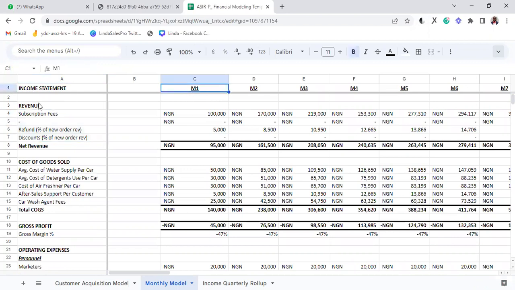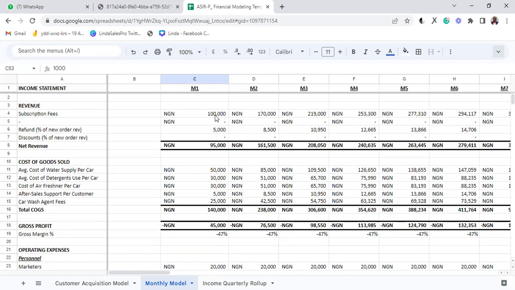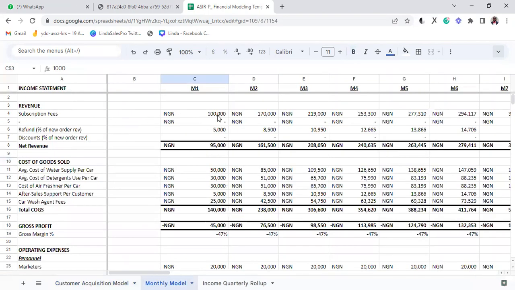Month one, our revenue for subscription fees is 100,000. So how is it 100,000? Why is it 100,000? We said that our subscription fee from our assumption is how much? 1,000 naira. Now, if our subscription fee is 1,000 naira, how do we now have 100,000? We have 100,000 because in our month one, we have how many customers? We have 100 customers. So 100 times 1,000 will give us 100,000 naira. So have you seen how we got 100,000 naira for month one?